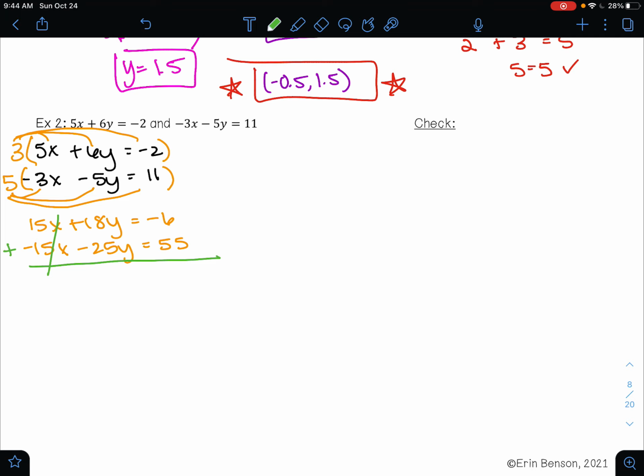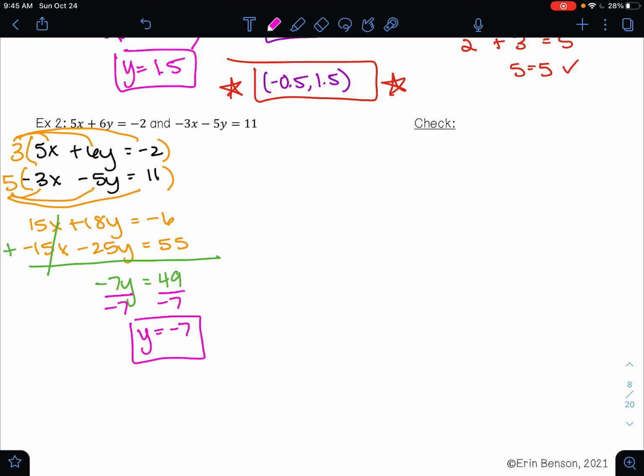15x minus 15x is 0. And that's what we wanted to happen, so yay. 18y minus 25y is negative 7y. And negative 6 plus 55 is 49. To undo multiplication, I'll do division, and I will get y equals negative 7.